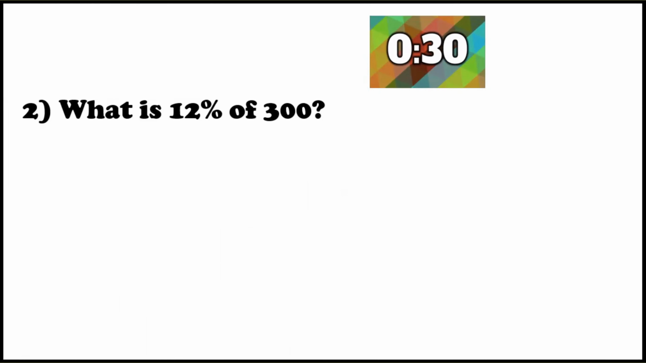What is 12% of 300? So, 12% is our rate, then 300 is the base. To get the percentage, we use the formula P equals base times rate. Don't forget our formula. So, when we multiply, we get 12% of 300 is 36.